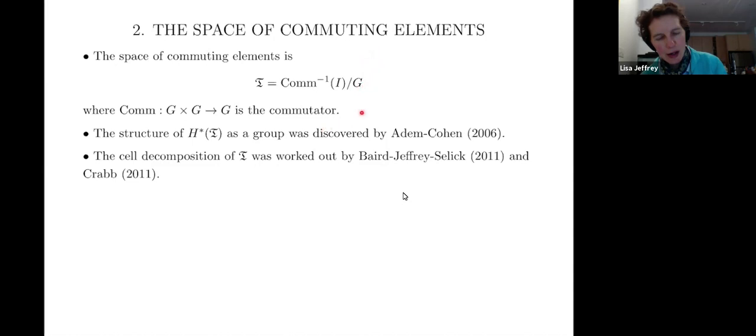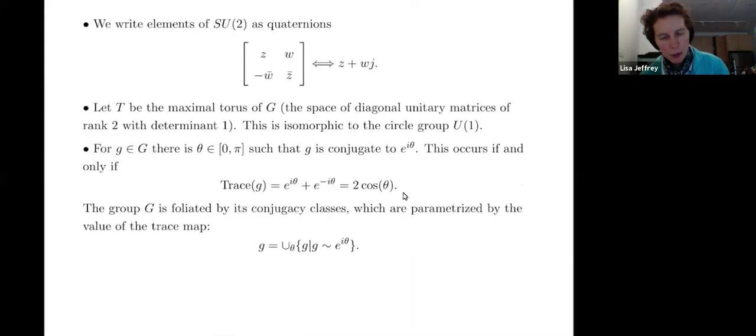And its cohomology as a group was studied, identified by Adem and Cohen in 2006. A cell decomposition of this space was worked out by myself together with Tom Baird and Paul Selick, and also by Michael Crabb. So we will talk about cell decomposition and ring structure of the cohomology.